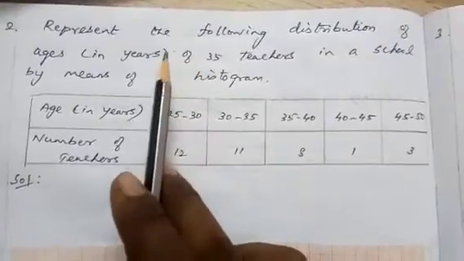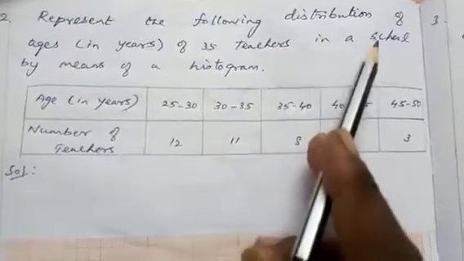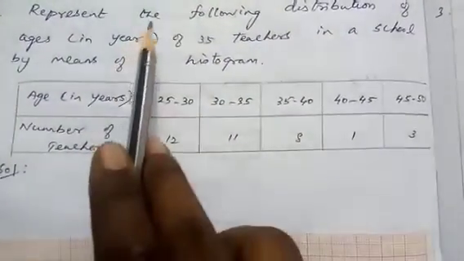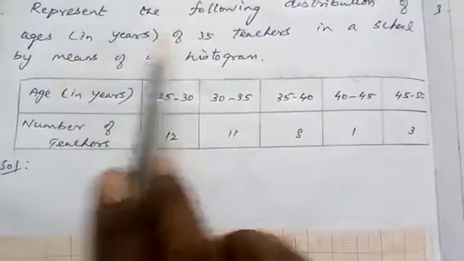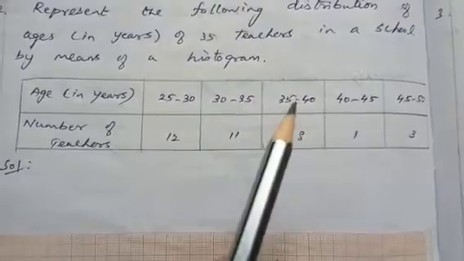The next example: represent the following distribution of ages of 35 teachers in a school by means of a histogram.